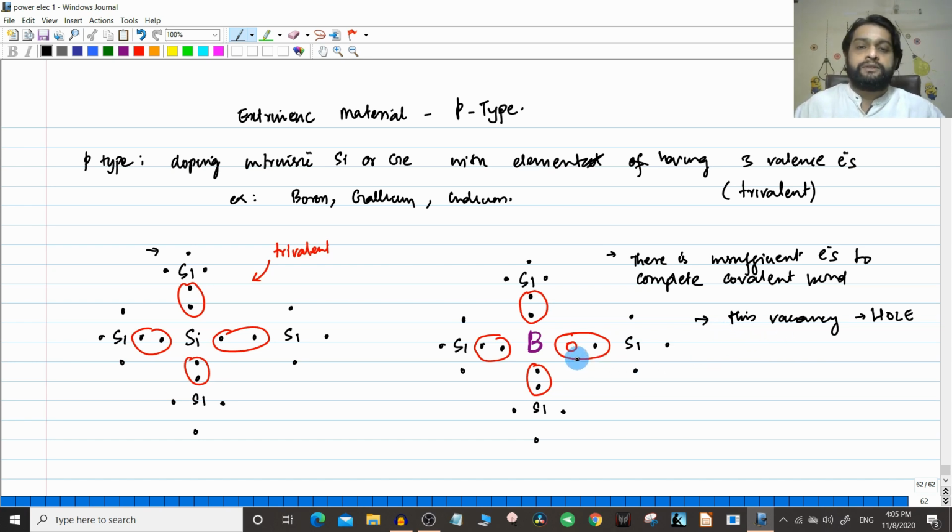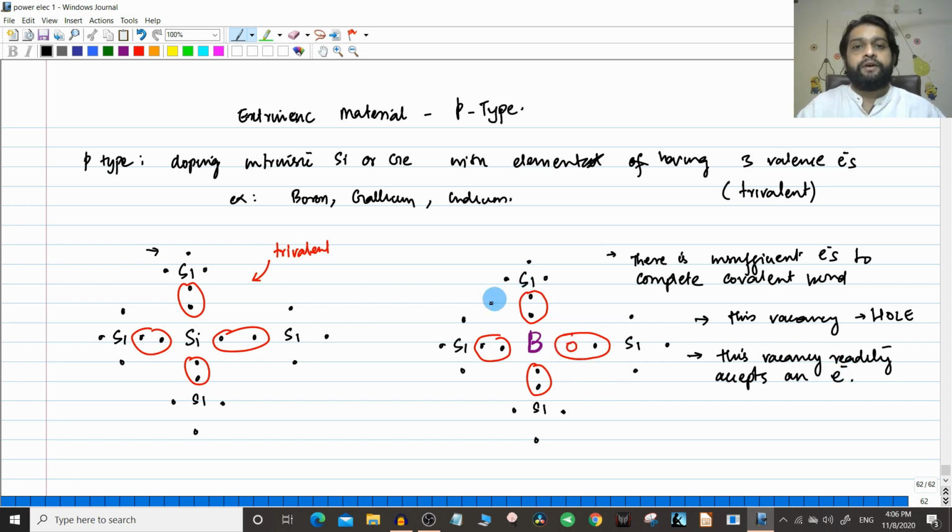And what is the property of this hole? A neighboring electron can break its bond and easily come and fill this vacancy. We will see this when we are discussing electron and hole flow. But just understand that because of the formation of this vacancy, it is very easy for electrons to break from the covalent bond of which they are part and come and occupy this position. So this vacancy readily accepts an electron.